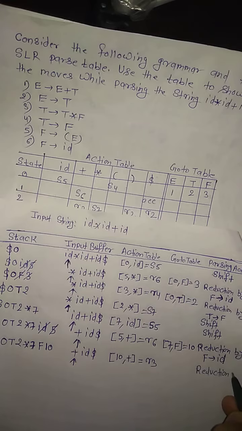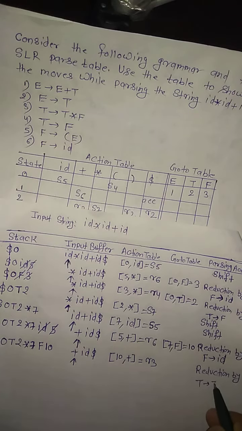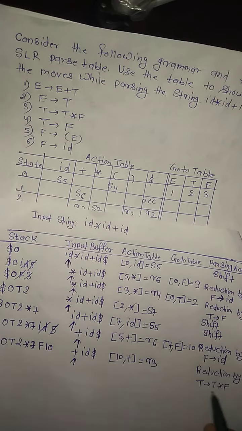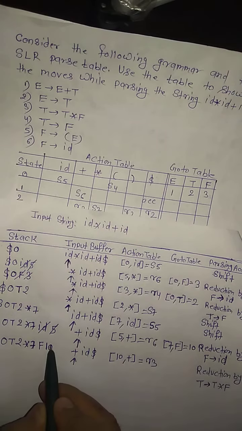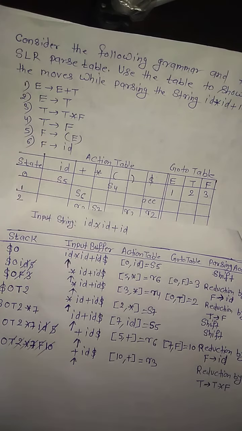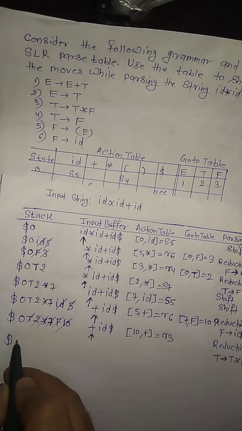Reduction by T derived T star capital F. So what is the length of the body of this production? Body means the right side, the string after this arrow. So here the length of this body is 3. So now you multiply 3 with 2, we get 6, and we pop the 6 symbols from the top of the stack. So now I have 0 on the top of the stack.